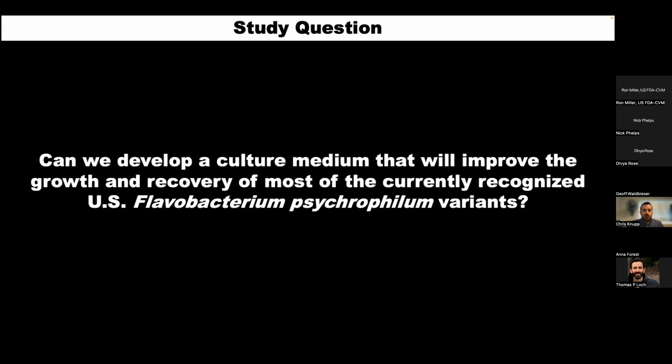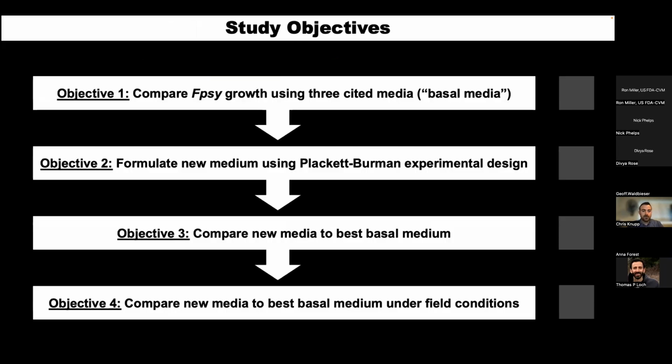So the main question we were trying to answer in this study was, could we develop a culture medium that would improve the growth and recovery of most of the currently recognized US Flavobacterium psychrophilum variants? To answer this question, I came up with 4 objectives, the first of which was to compare Psychrophilum growth on 3 different media types. The media type that recovered the most colonies for the greatest number of isolates would then serve as the basal or starting medium that would be improved upon in objective 2.